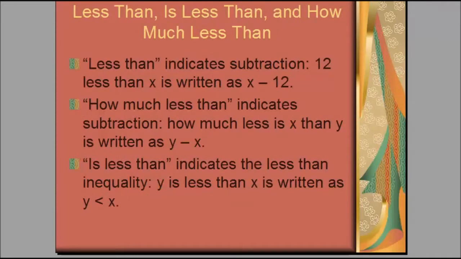Also, know the difference between less than, is less than, and how much less than. Less than indicates subtraction. 12 less than x is written as x minus 12. How much less than indicates subtraction. How much less is x than y is written as y minus x. Is less than indicates the inequality. Y is less than x is written as y less than symbol x.